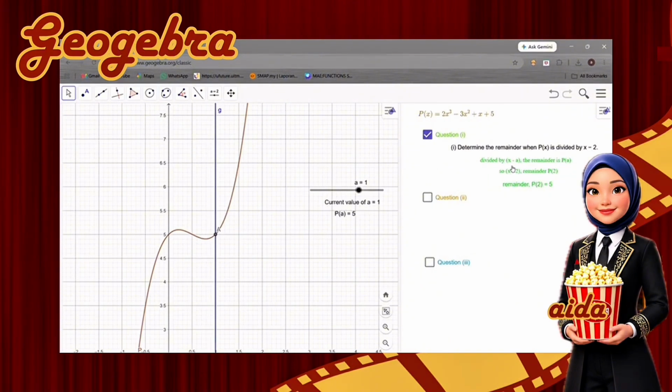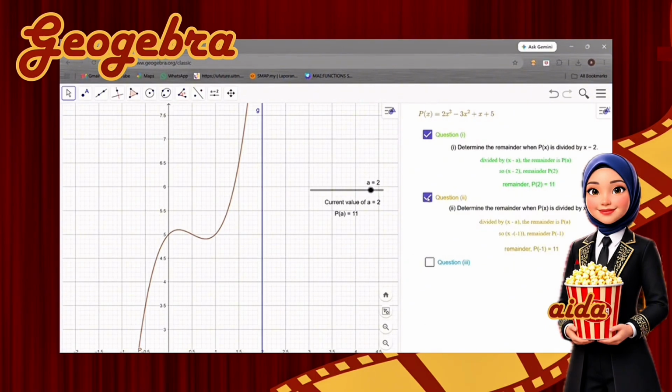So for question 1, we need to determine the remainder when P(x) is divided by x minus 2. According to the remainder theorem, the remainder is equal to P(a), where the divisor is x minus a. Since the divisor is x minus 2, the remainder will be P(2). As we know, a equals 2. So we move the slider to 2 and we get the answer P(a) equals 11, or P(2) equals 11. Okay, next, we move to question 2.